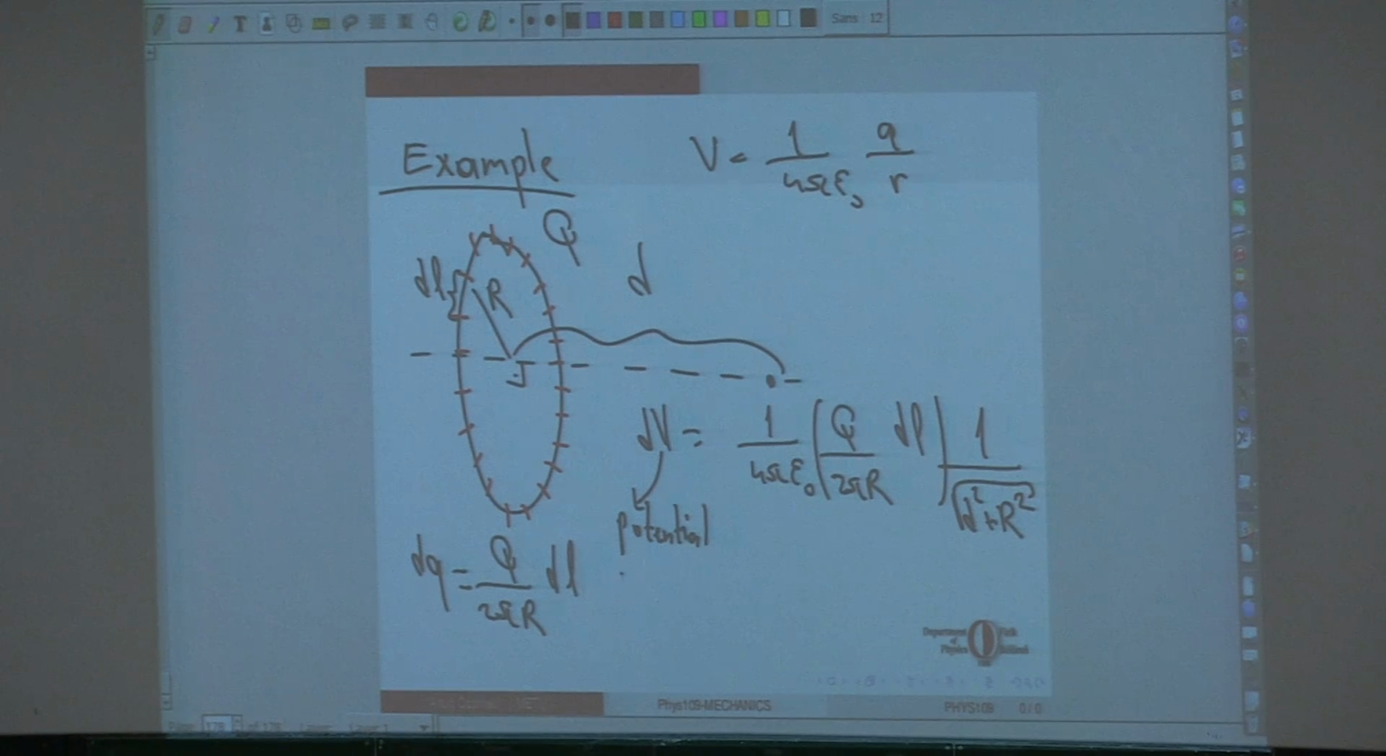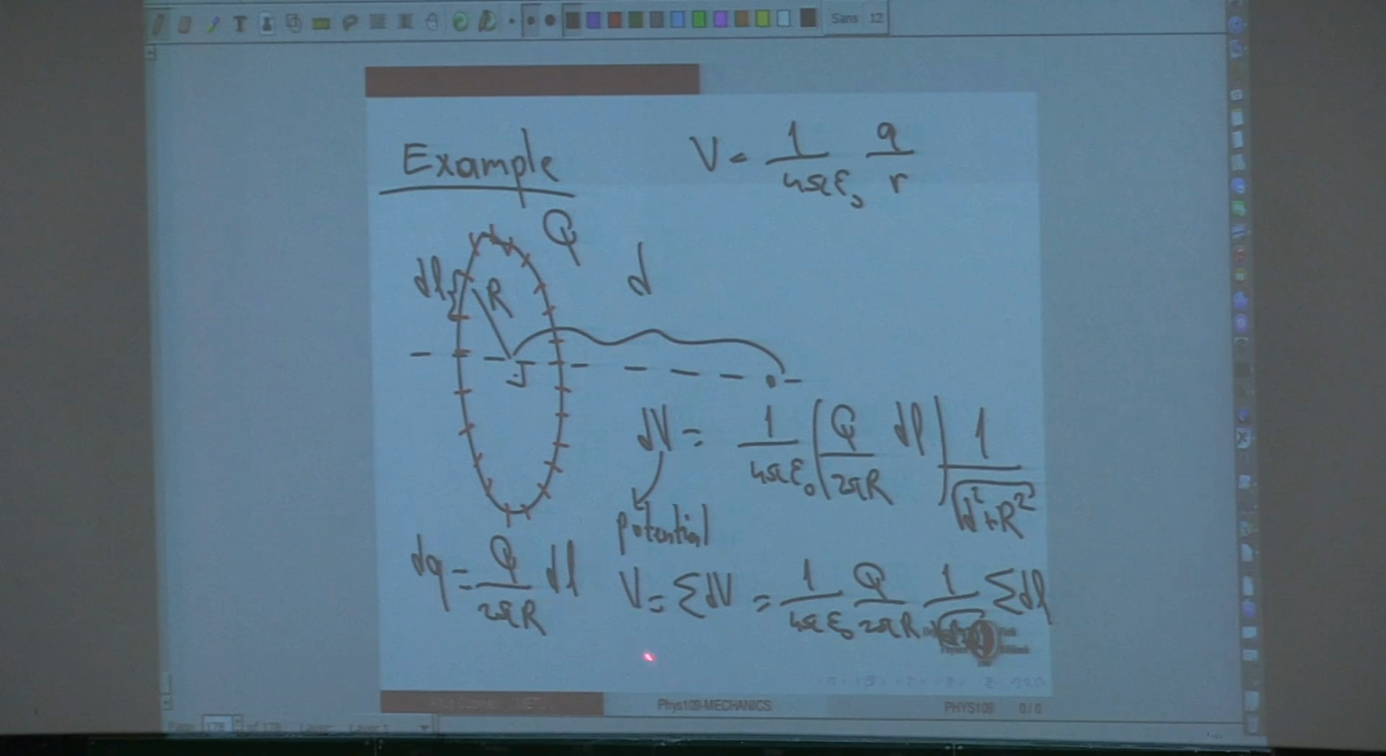Now what is left is that I need to sum all these very small contributions. If you look at this expression, for each one of these segments, 1 over 4 pi epsilon 0 is a constant, Q over 2 pi r is a constant, and 1 over the square root of d squared plus r squared is a constant. It doesn't change as I go from one segment to the other. So this is 1 over 4 pi epsilon 0 times Q over 2 pi r times 1 over the square root of d squared plus r squared, times the sum over dl. Here, dl is the length of this segment. It's not the dl vector. It doesn't have any direction. It's just the length of this segment.